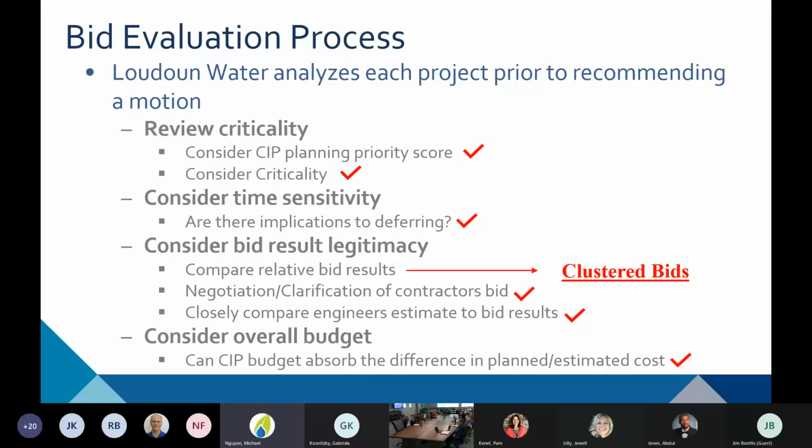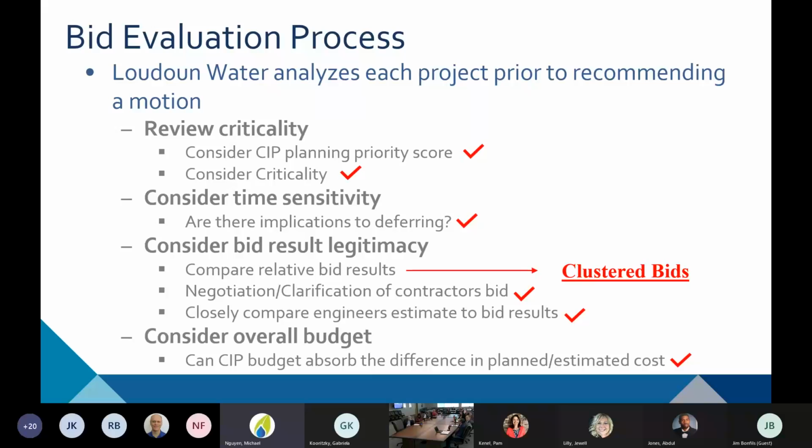We also look at the low bid compared to the other bid results that we received. We always have a call with the contractor to make sure they understand the scope of the work. We also use that as an opportunity to make any clarifications and do negotiation if it's appropriate. And then we'll take a look at the bid results and compare it to the engineer's estimate. And lastly, if the bid is over what we originally anticipated, we'll take a look and see whether the CIP budget can absorb the difference.